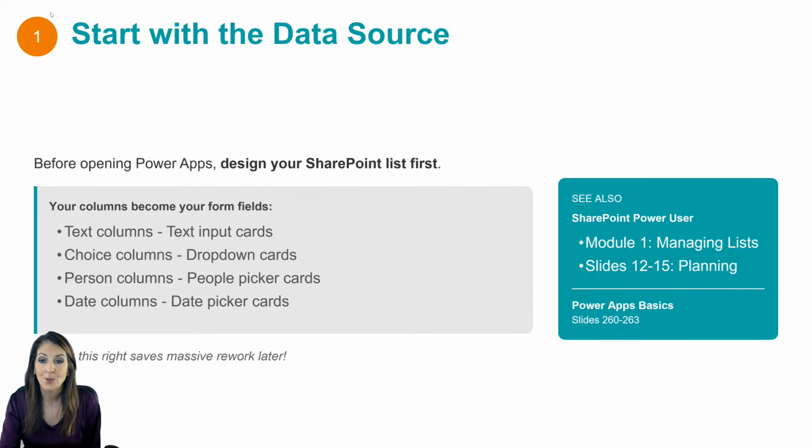So for example, for your text columns, it will give you text input cards. Choice columns will become drop downs. Actually, they're combo boxes. Person columns will be people pickers, which actually are also combo boxes. And then date columns will be date pickers. So Power Apps will just automatically see what types of columns they are and will automatically know what types of controls to put in your form control in your Power App.